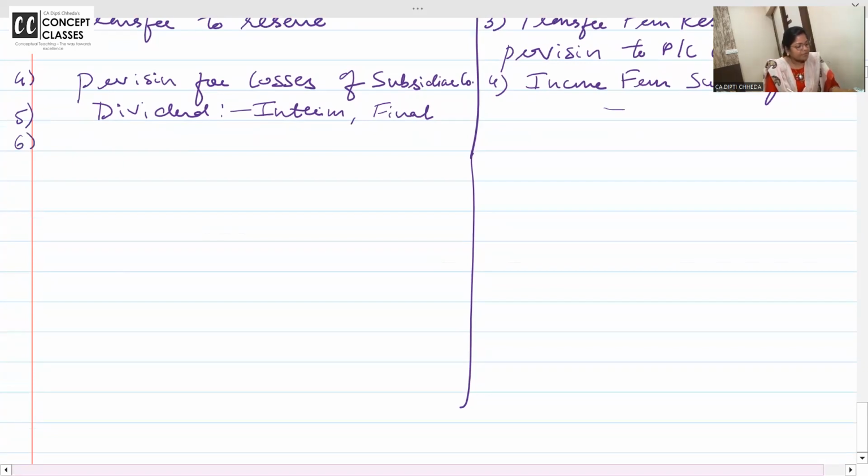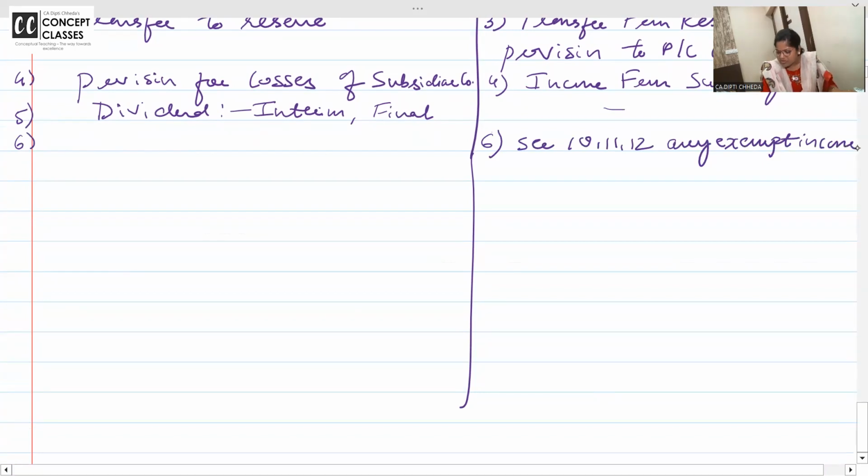Next, sixth point I want to write on the credit side. Section 10, 11, 12, any exempt income. I want you all to write popular exam items which come out of 10, 8 problems. Example, you write agricultural income.